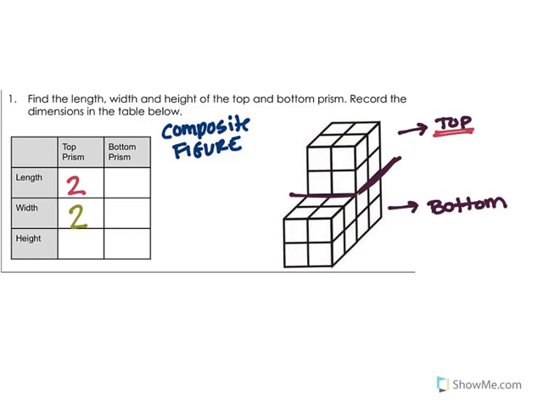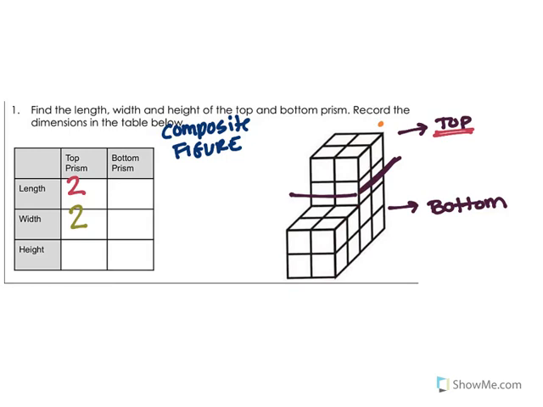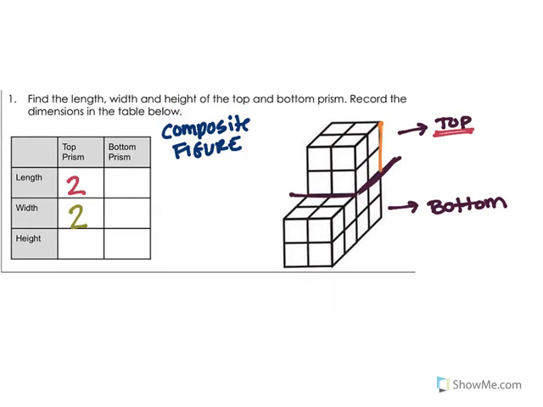Next, I need to find the height. Remember, I'm only finding the height of the top figure. I know height is from the top of the prism to the bottom of that prism. So from the top of the prism down to the bottom of the prism is 2 units. So my height is 2. So the dimensions that we have for our top prism are 2 times 2 times 2.